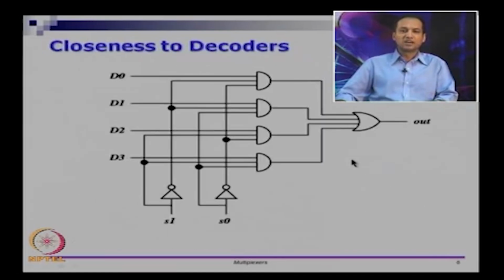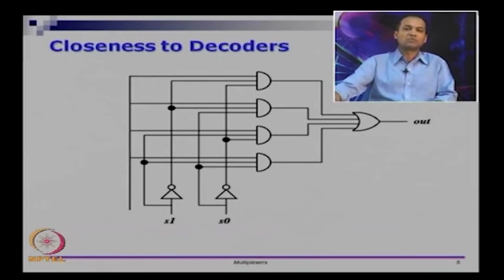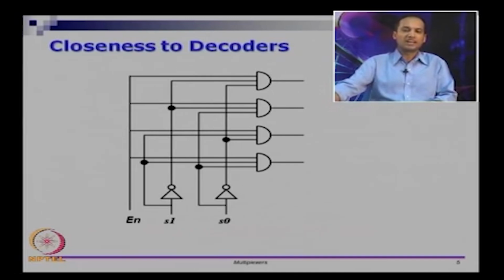Like I said, this circuit has a remarkable closeness to the decoders. So this is the circuit for a mux, and I am going to convert this to a decoder. Let us see how to do this. The first thing I am going to do is, instead of the 4 data lines that we had earlier, connect all of them together and call that enable. And if I get rid of the OR gate, then I will have 4 output lines, and this is actually a picture of a decoder.